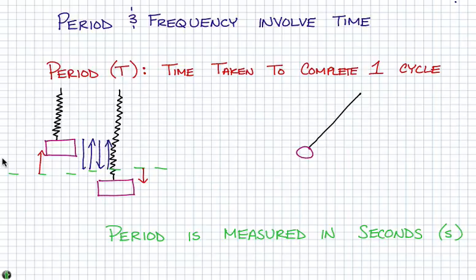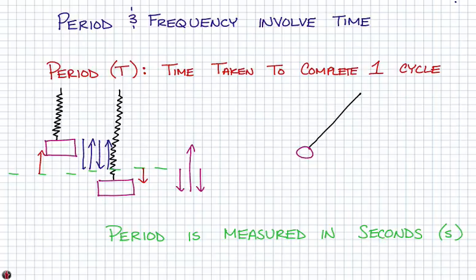As it oscillates back and forth, the period is the time that it's going to take to go down and back up and return to its original position. So think of it as one cycle. It needs to start here. You're going to let go. It's going to go all the way up. It's going to come all the way back down. That's one period. So it's how much time it takes to complete one cycle, to return to its original position.